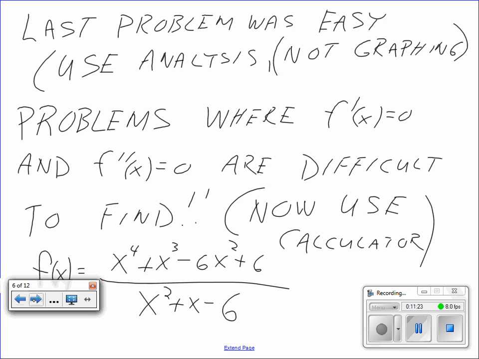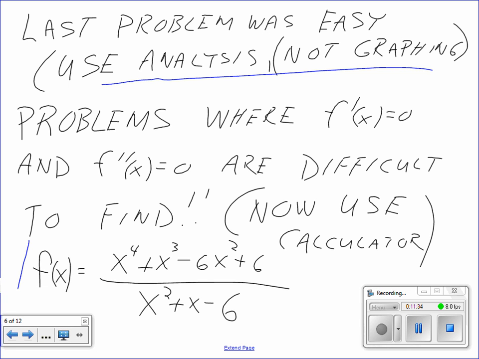And as I said, the last problem was easy. You didn't need to use your calculator. But there's going to be problems which are difficult to find things. So we're going to look at this problem right here. Here's what we call a rational function. And the derivatives are a little more nasty. So let's deal with that next.